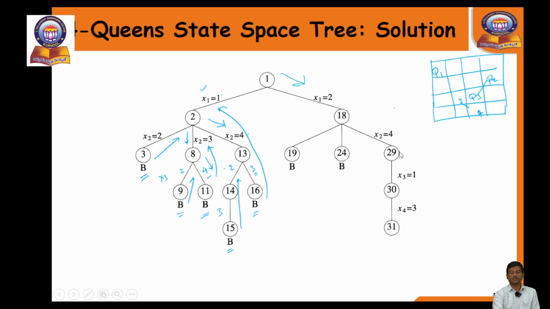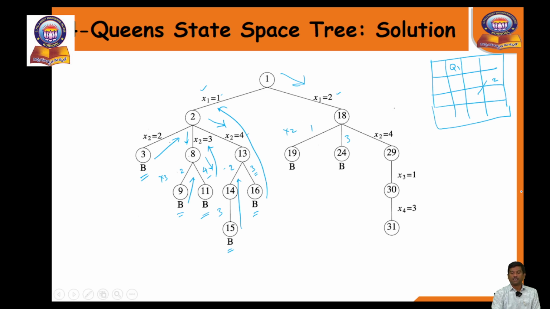The next path is you are placing queen 1 in the first row, the second column. So you are placing queen 1 in the first row as well as the second column. When you place this one, as of now, no queens are under attack. When you take x1 equal to 2, what about the other paths? It can be either 1 or 3 and similarly 4, where x2 value equals 1, 3, 4.